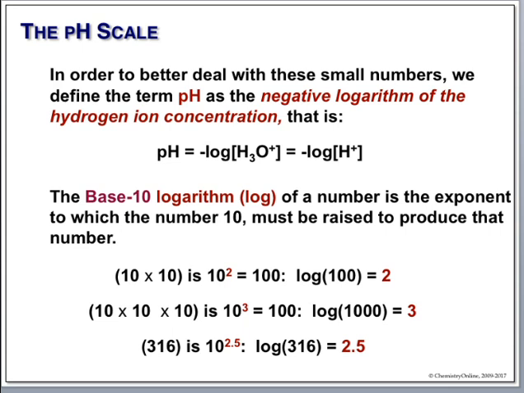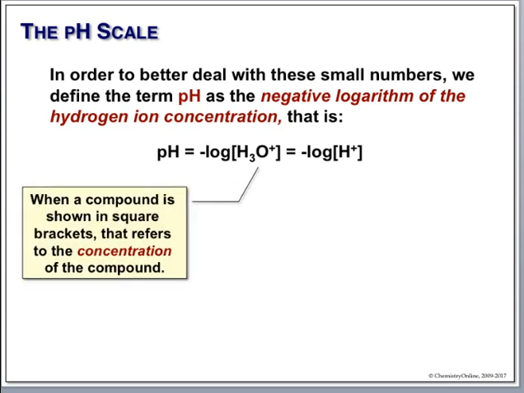Let's start off with something very simple, though. Oh, I just wanted to point out, when you put something in brackets like this, little square brackets, not parentheses, square brackets, that's chemistry shorthand for molar concentration. So this is the molar concentration of hydronium. Its negative log is pH.